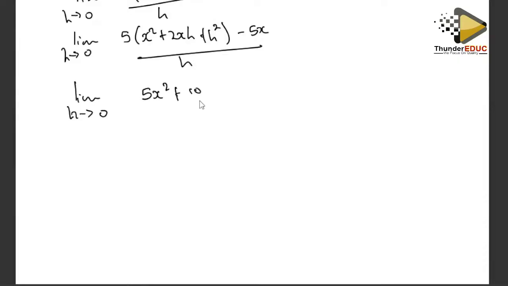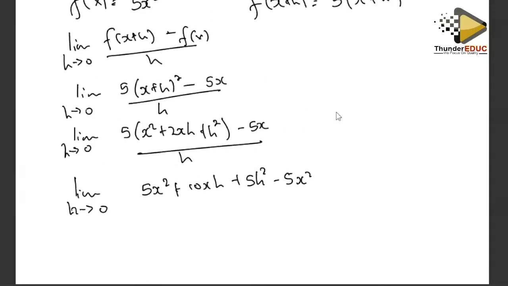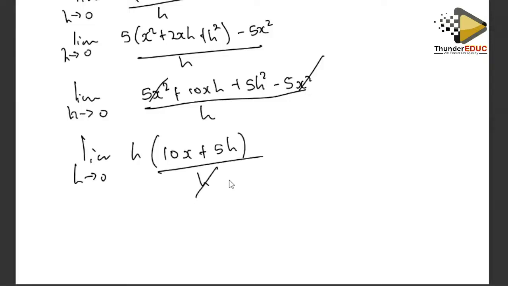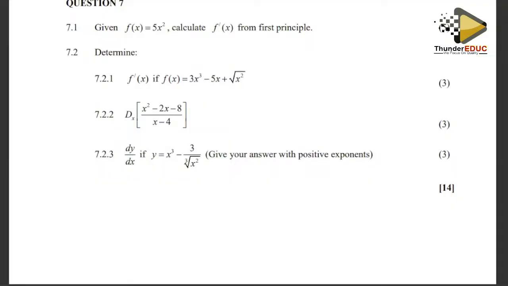h tends to 0, 5x squared plus 10xh plus 5h squared minus 5x squared. Why am I having just a 5x? It's supposed to be squared. Okay, so the f of x needs to cancel. You're only left with that. So our next step is the factorization step. Take out the h, which means you have 10x plus 5h over h. This cancels that. When you substitute h with 0, we're only left with 10x. So that becomes the first principles.